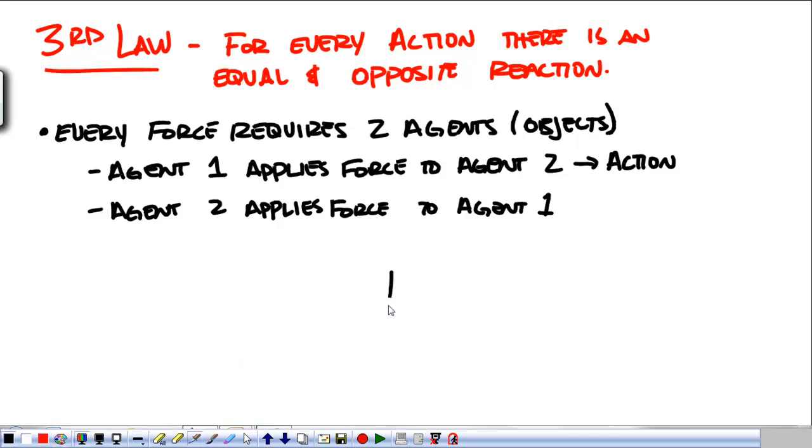So, let's look at a box and a man pushing on that box. So, the man applies a force to the box, and the box pushes back on the man. Alright, so the man is agent 1 and the box is agent 2. So the man pushing on the box is the action. Man pushes on box, and the reaction is the box pushes back on the man. This is the formula that action and reaction are going to take.